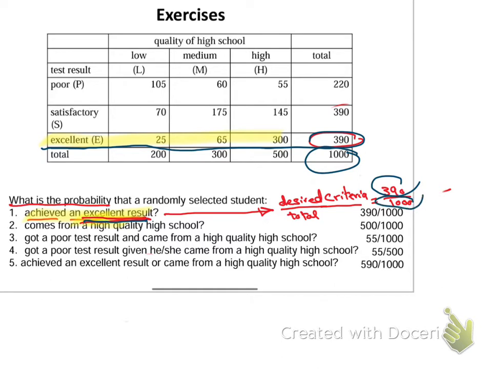The second question is that the selected student comes from a high quality school, without specifying any other criteria, only just coming from a high quality school. How many students come from a high quality school? This is the high quality school. The total number is 500. The total number of students is 1000, so it will be 500, my desired criteria, divided by the overall 1000. Okay, this is the answer.